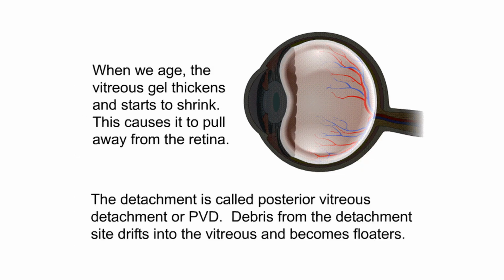When we age, the vitreous gel thickens and starts to shrink. This causes it to pull away from the retina. The detachment is called posterior vitreous detachment, or PVD. Debris from the detachment site drifts into the vitreous and becomes floaters.